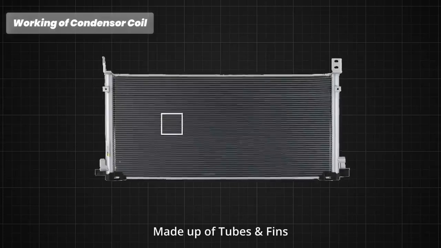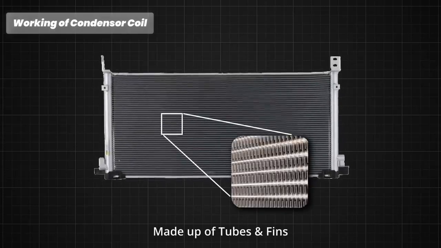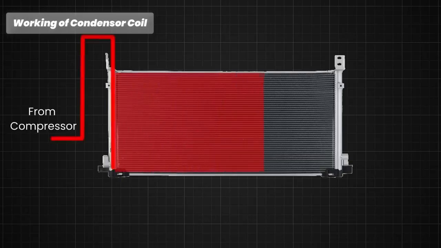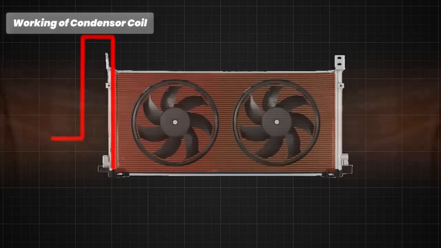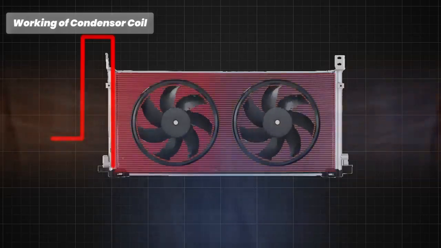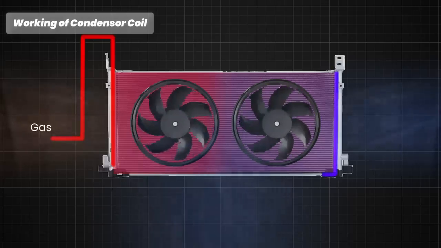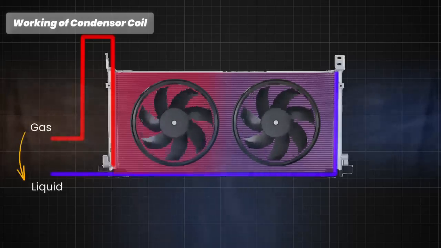The condenser is made up of a series of tubes and fins that provide a large surface area for heat exchange. As the hot refrigerant gas from the compressor flows through the condenser coils, it releases heat to the surrounding air. The condenser fan and vehicle motion ensure that sufficient air passes over the condenser to dissipate heat effectively, enhancing the cooling process. As the refrigerant loses heat, it begins to change from a high-pressure gas to a high-pressure liquid.